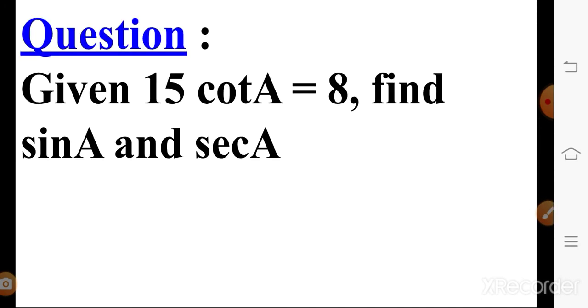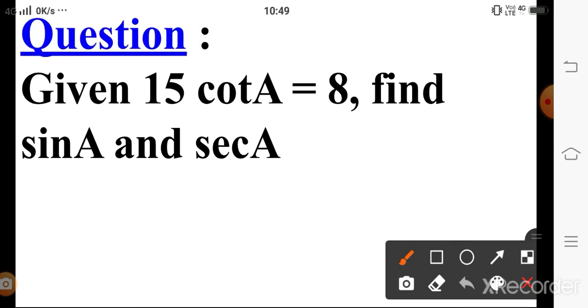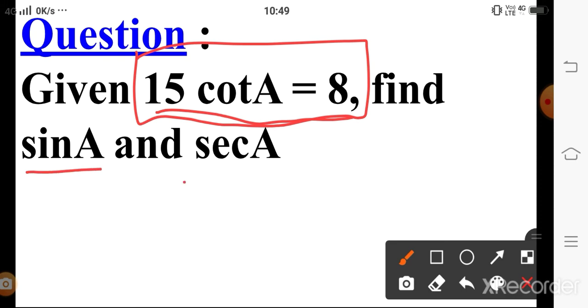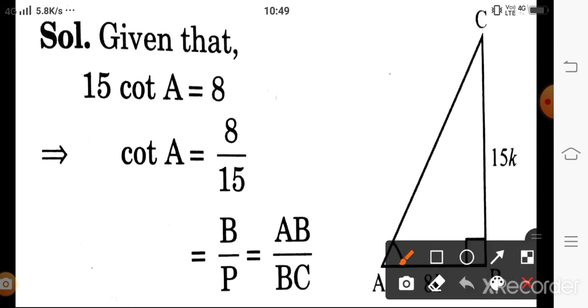Let us solve one more question from your NCERT book, question 4. It is given that 15 cot A is equal to 8. What we know is that these are the T ratios, the ratios between the sides. Then cot A is 8 upon 15. Using 15 cot A equal to 8, we have to find the value of sine A and sec A. Cot A is 8 upon 15, and cot theta is base upon perpendicular.